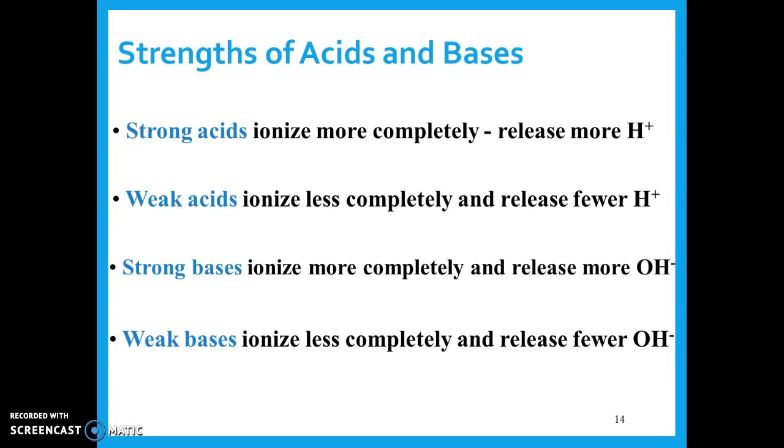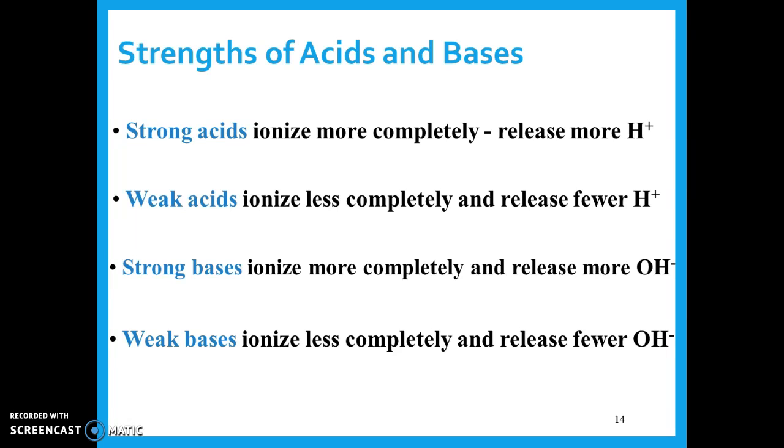So a strong acid, when it's mixed with water, is going to break apart and release a lot more hydrogen ions. A weak acid, since it's an acid, is still going to release hydrogen, but it's not going to break down as completely. It's just going to break down a little bit, and it's going to release fewer hydrogen ions.